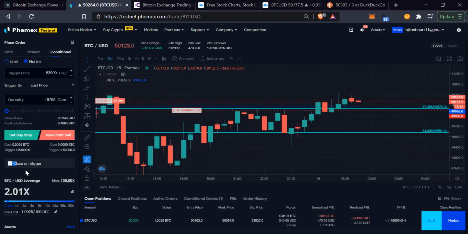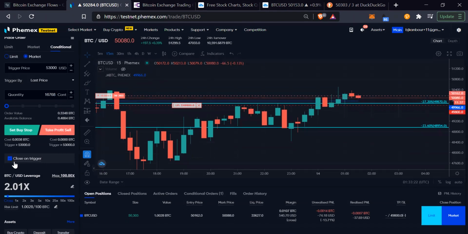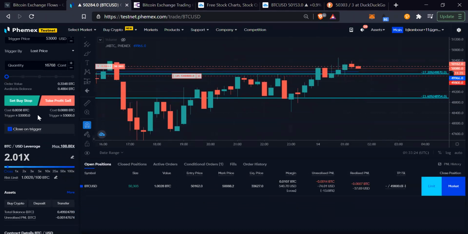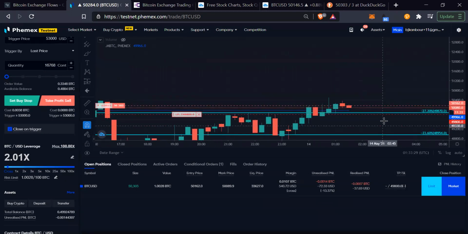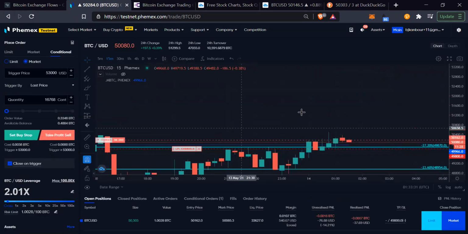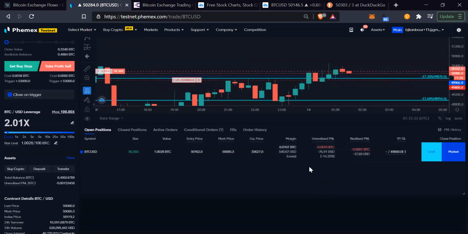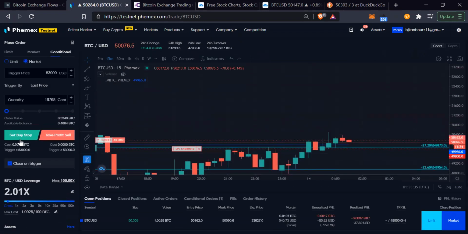And then we want to make sure we have this close on trigger button selected here. If you don't have this button selected, let's say you get stopped out and then the price jumps up to this trigger price. So you don't have an open position at this time. What it's going to do is it's going to actually open a short for you. So we only want these take profits to close a current position that's open. We don't want them to open new positions for us if we get stopped out or anything like that. So check this, very important.